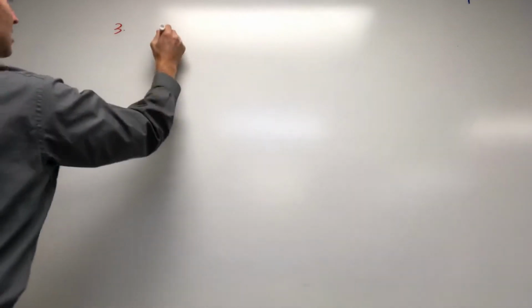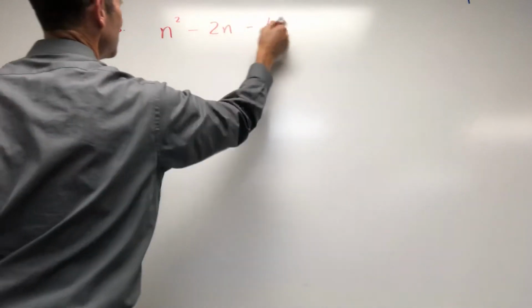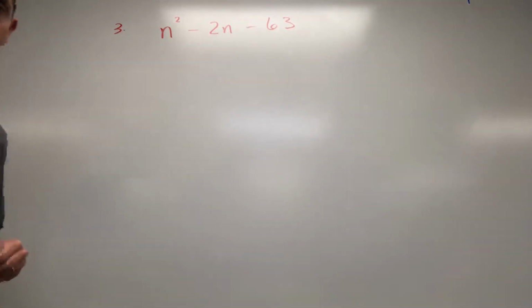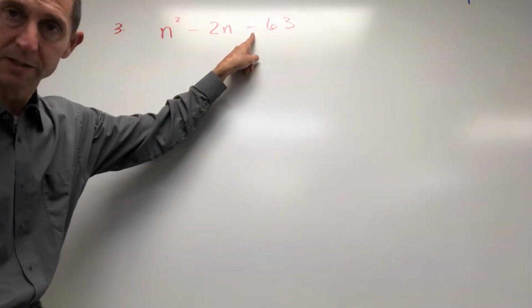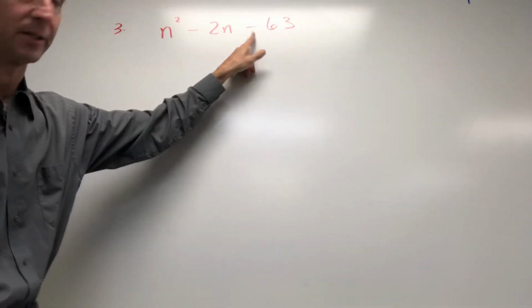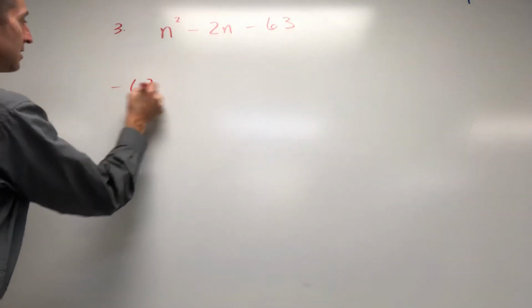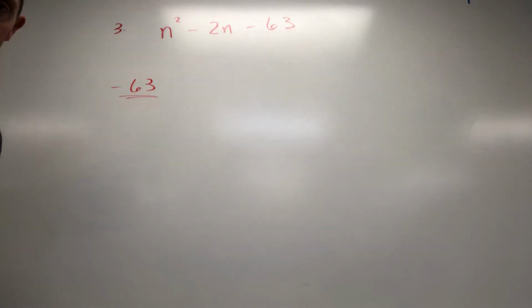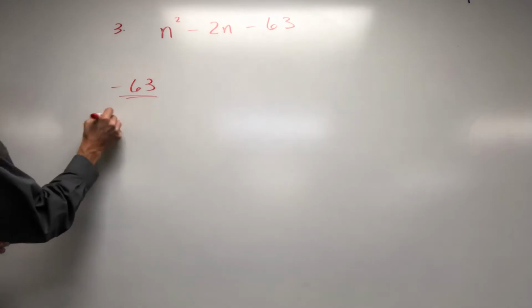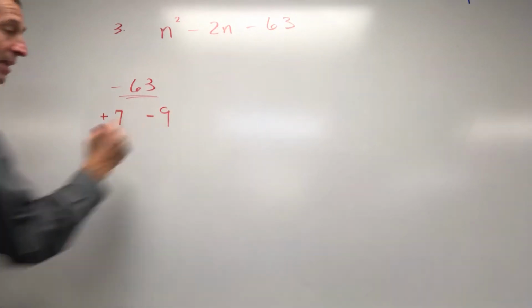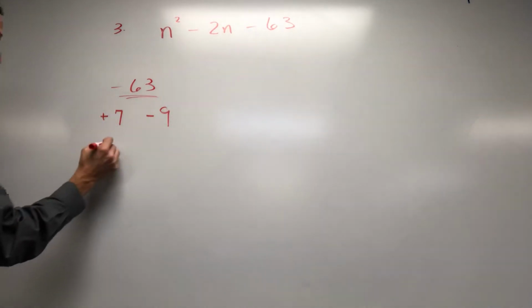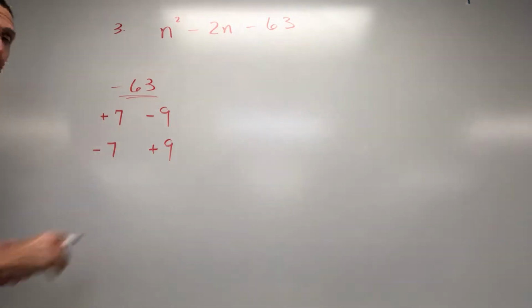Let's do a third one. n squared minus 2n minus 63. Okay, now it's shifted a little bit. You've got this negative sign with the 63 right there. So when you're looking at negative 63 and all the ways to get that, did you run positive 7, negative 9? Or did you run negative 7, positive 9?